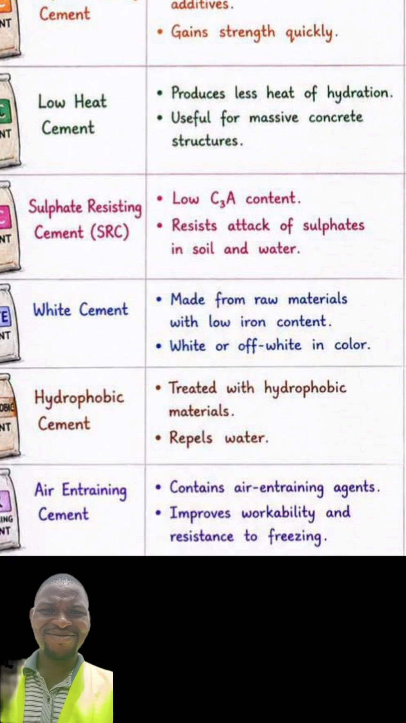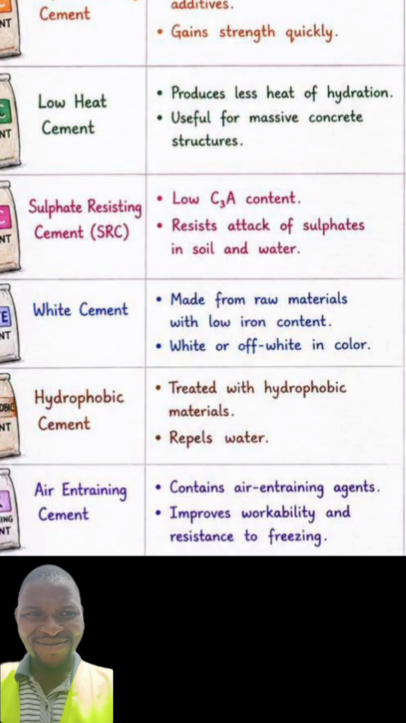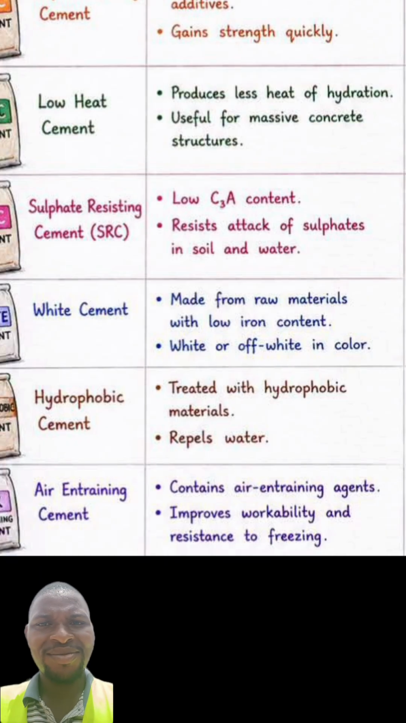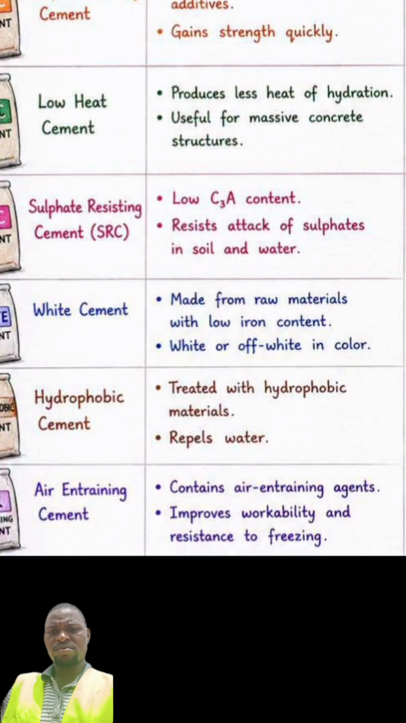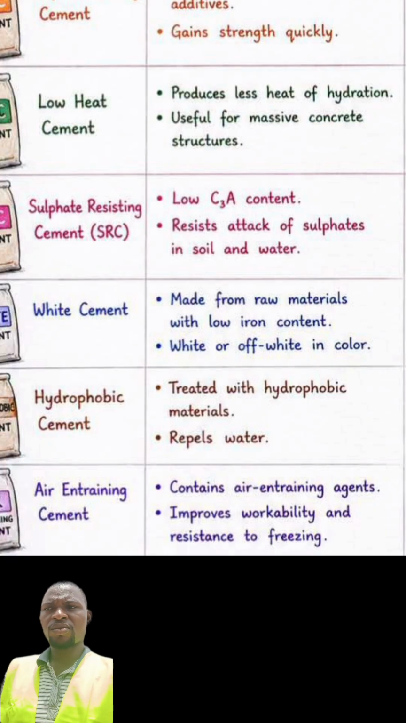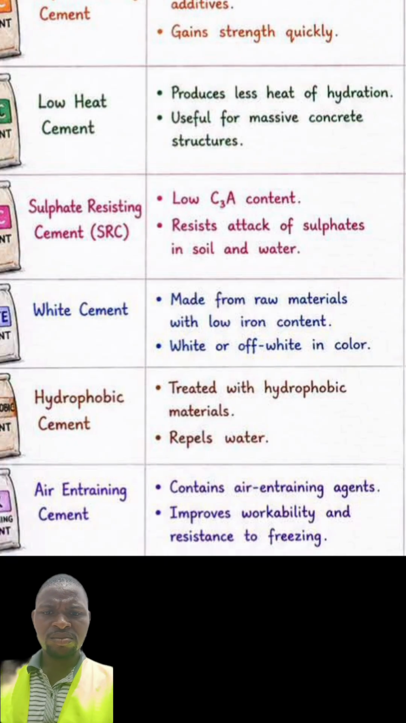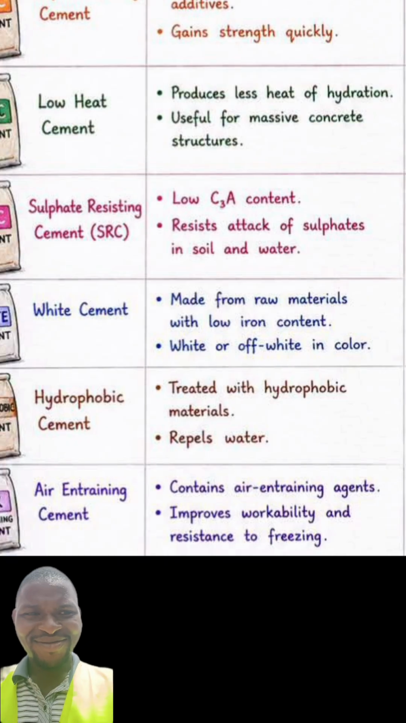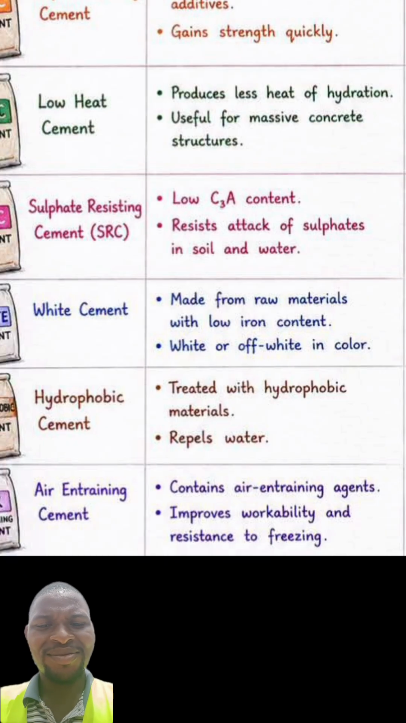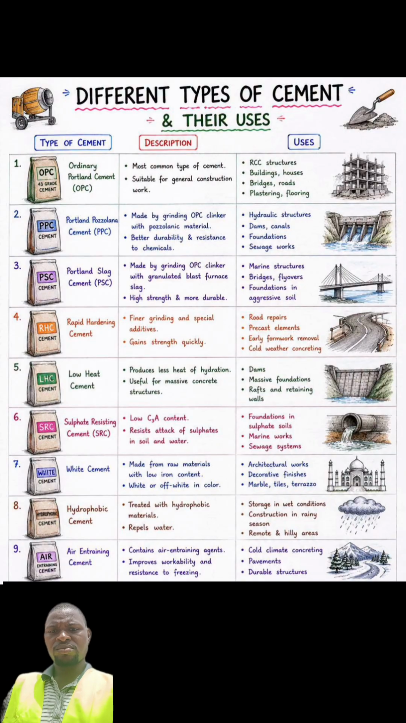Then we have air entraining cement. So it contains air entraining agent. For hydrophobic, that means it is made from hydrophobic material. Then for air entraining cement, it contains air entraining agents. Then it also improves workability and resistance toward freezing. So it helps to resist freezing.